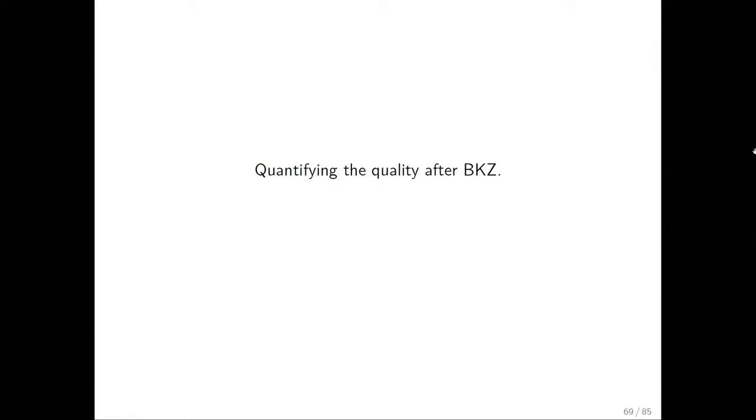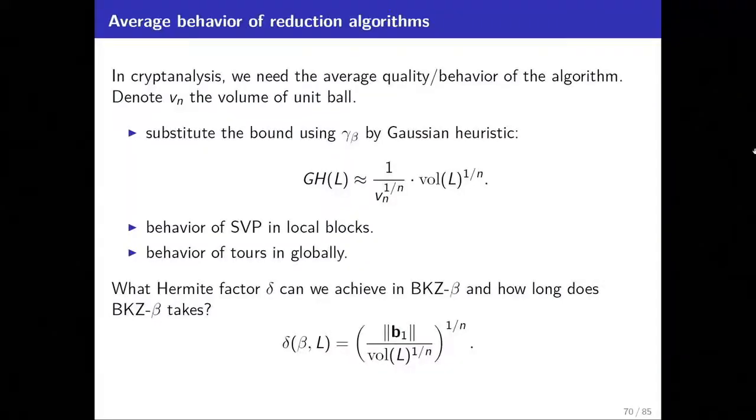There are two tasks relevant to the BKZ. The first one is quantifying the quality of the BKZ, and the second one is quantifying the time of the BKZ algorithm. The second task, I believe, is a much harder task, so I only gave a slide for giving some overview for that. But quantifying the quality for the BKZ algorithm seems to be reaching a stage where we have some confidence to say, after BKZ beta, what kind of basis we can expect.